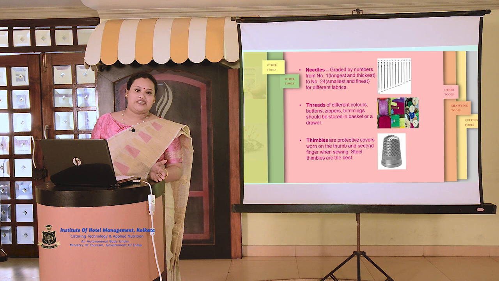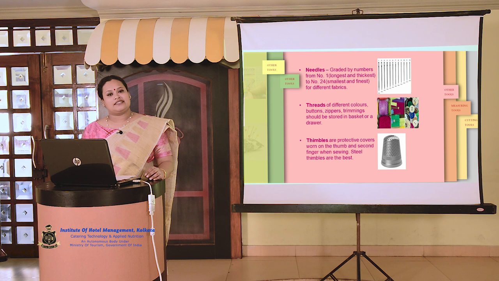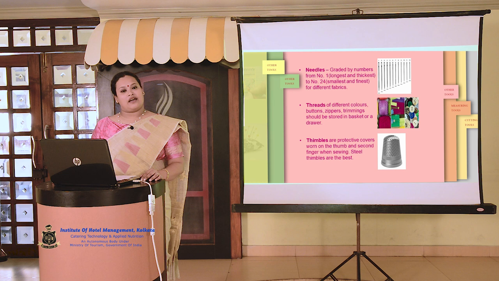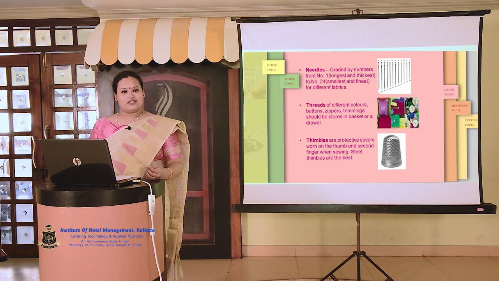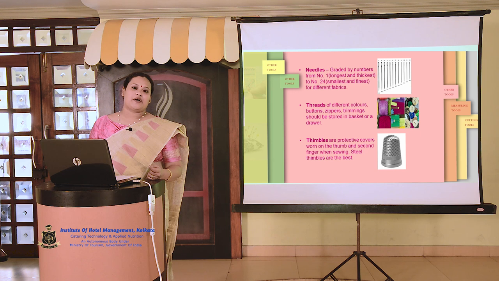Next we have all the threads, the buttons, the zippers and the different fabric trims which need to be stored in a large basket and in a drawer separately in the sewing room. Then we have the thimbles. Any guitar player would definitely know about a thimble. A thimble is basically a steel covering which is worn on the thumb and the second finger while sewing. This is made out of stainless steel and it prevents your finger from getting poked by the needle while sewing.